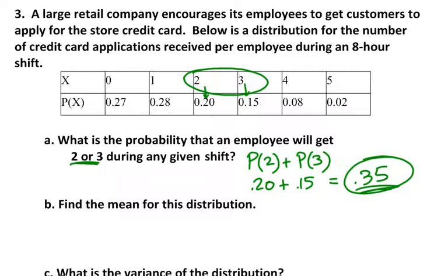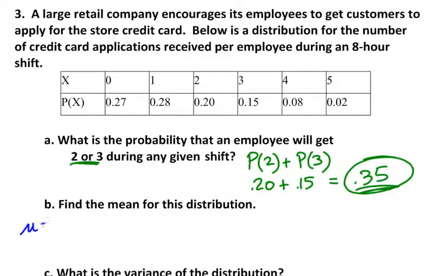Part B asks us to find the mean for the distribution. Now we've been working with binomial distributions, so the mean is a little bit different for those than it is for this type of distribution. This is a discrete probability distribution. So to find the mean of the distribution, hopefully you recall that you're going to take every item X and multiply it by its probability. And then we'll just add those together.